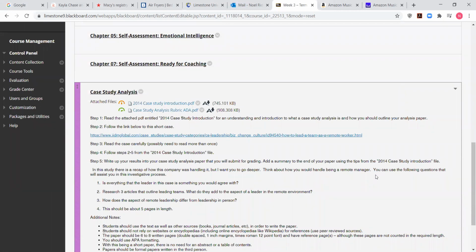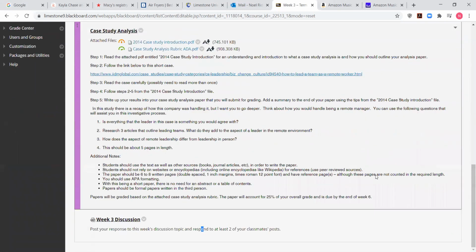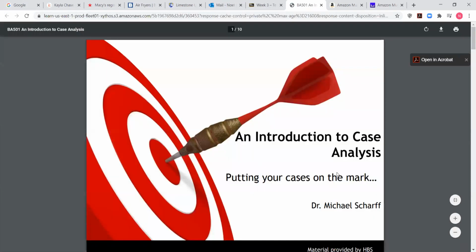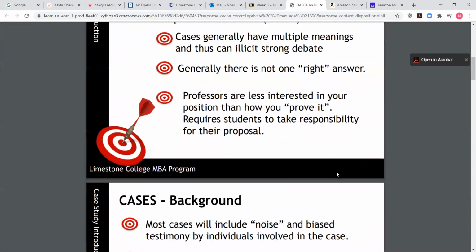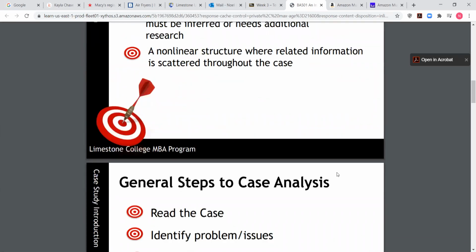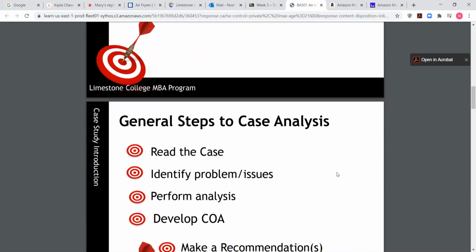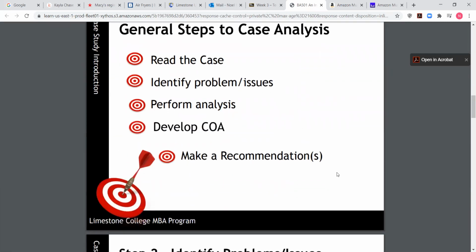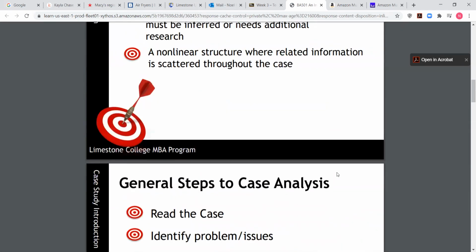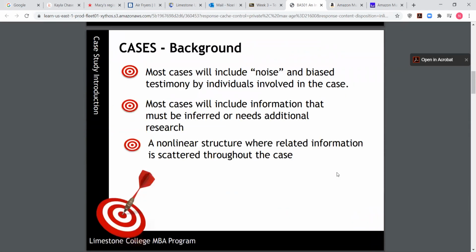But this week we do have the start of a case study analysis. I know there is this document here that basically walks you through how to do a case study. It's interesting and very useful, and it's a step-by-step guide. This is a general one, okay?